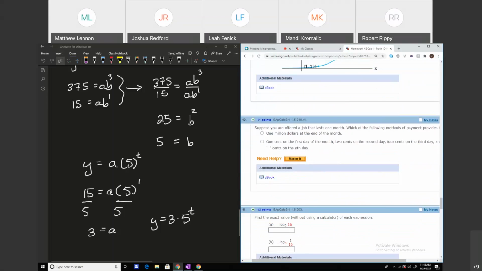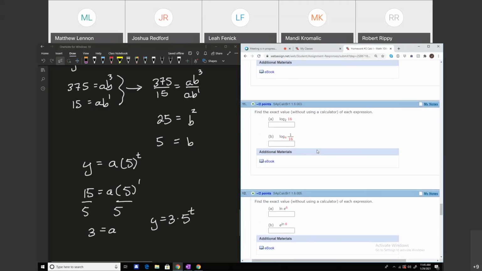Okay, this is a multiple choice one, so I'm not gonna go over this. Find the exact value without using a calculator. Remember, you just have to ask 2 to what power makes 16. We know 2 to the 4th power makes 16. So if you flip over the fraction, remember you get reciprocals if you do a negative power. So this one's asking 4 to what power. 4 to the second makes 16, which would mean 4 to the negative second would make 1 over 16. So that would be minus 2.